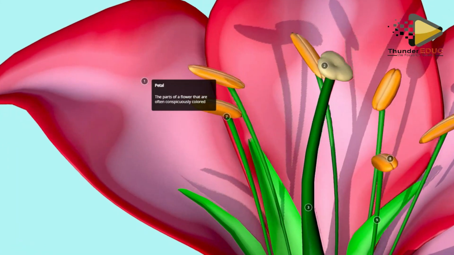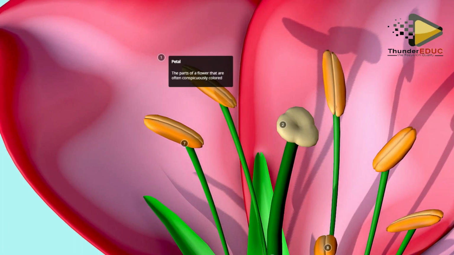Number one is called the petal. We say that it tries to attract the insects. It gives the ground for the insect so that it is able to fall on this flower and then do what it has come to do.